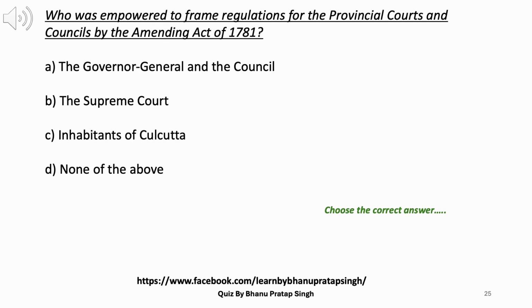25. Who was empowered to frame regulations for the provincial courts and councils by the Amending Act of 1781? A. The Governor General and the Council. B. The Supreme Court. C. Inhabitants of Calcutta. D. None of the above. Answer A. The Governor General and the Council.